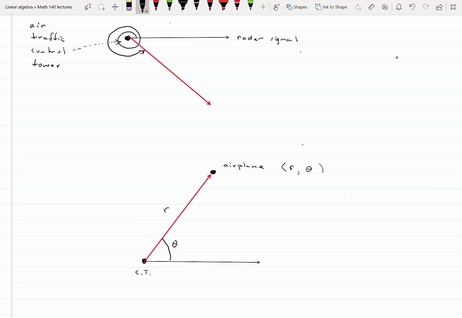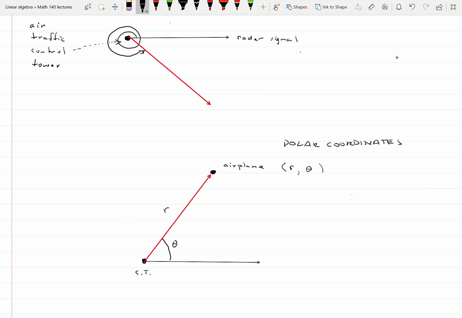Okay, notice I'm not stating a horizontal displacement x and a vertical displacement y. I'm stating a distance from the control tower, which we could call the origin, or have it coincide with the origin, and the angle theta off this fixed line. So let's be more complete about this. These are called polar coordinates.